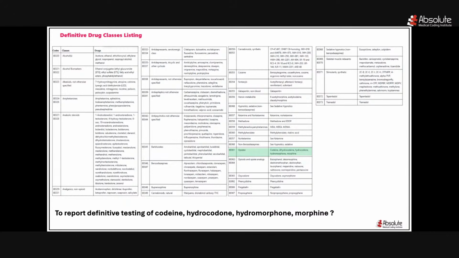And the CPT code, exactly. There you go. We have one answer in the chat. Fantastic. Yes, that's the correct answer. It belongs to the opiate class, and the CPT code used would be 80361. So coders, if you get time, just have a look into this definitive drug class listing, and it will really help you to find the code. There you go. We have one more answer. Great job.